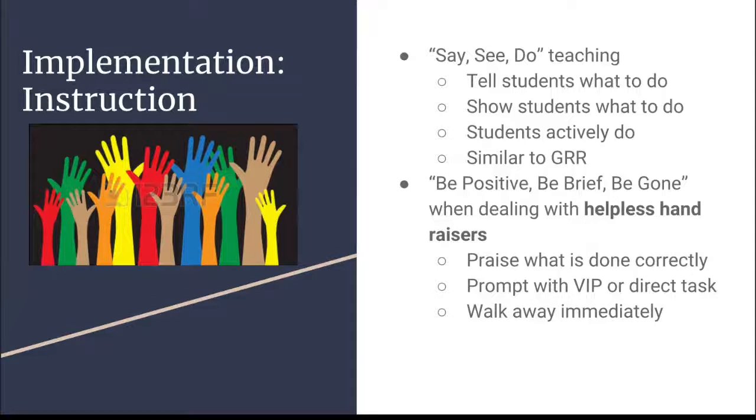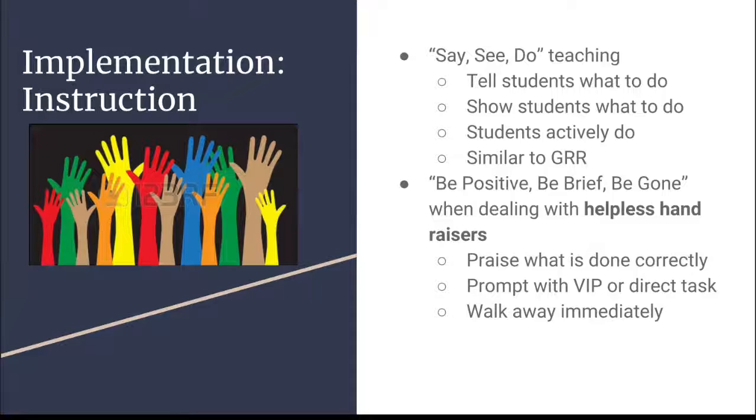One of the examples that we have is say, see, do teaching, and this is where the teacher tells the students what to do, shows students what to do, and then students actively do what they are wanting to be done. This is very similar to the GRR model, which is the gradual release of responsibility. Another example of this instruction is be positive, be brief, be gone. This is to help with dealing with helpless hand raisers.